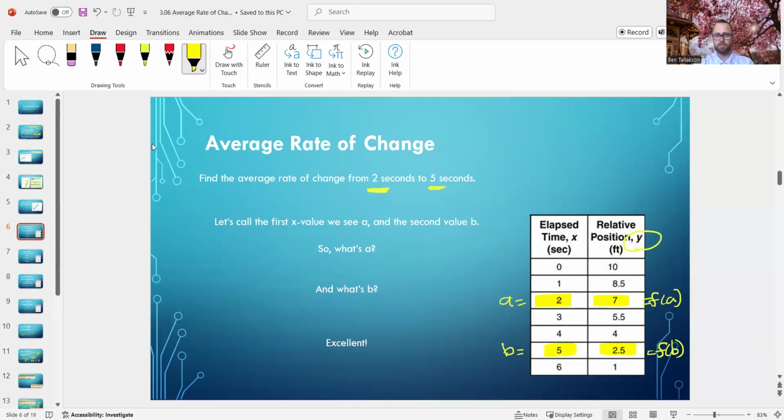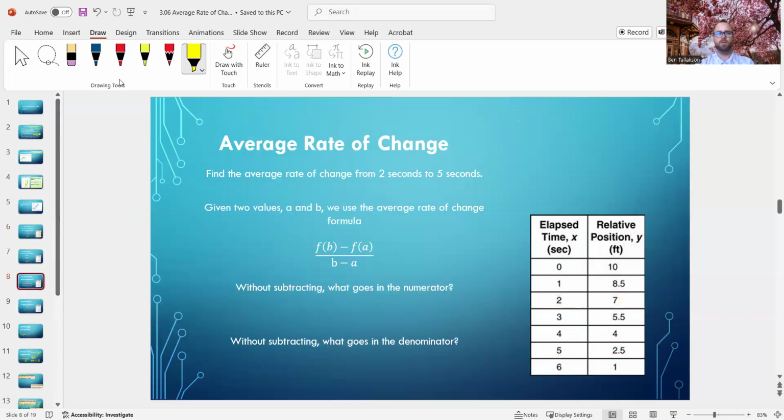Now what? Well, there's a formula. And here it is. This is the last new thing you will need today. So once we get to be familiar with this, you are in the clear and you've got this lesson down. Okay? So a moment ago, we identified A, B, f of A, f of B.